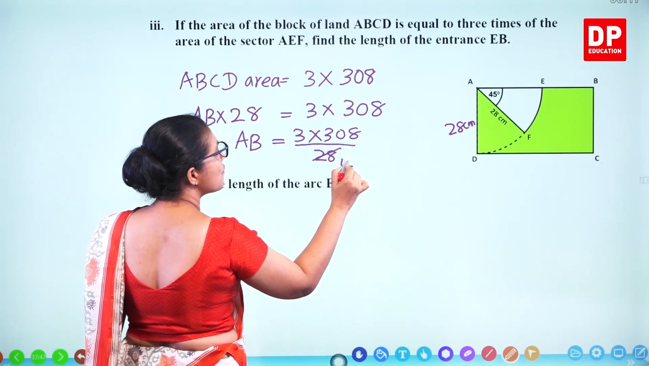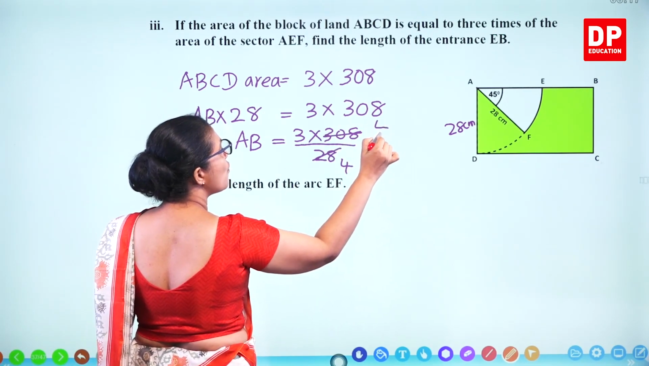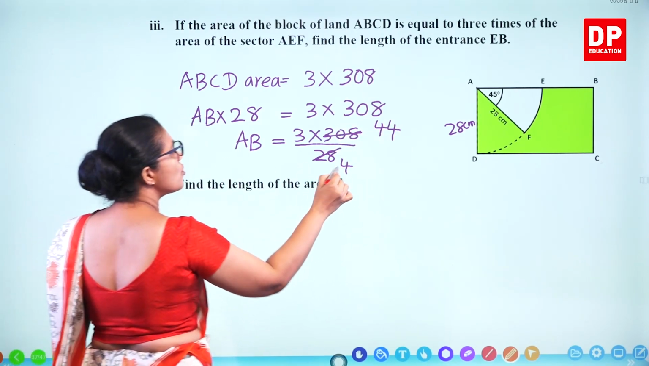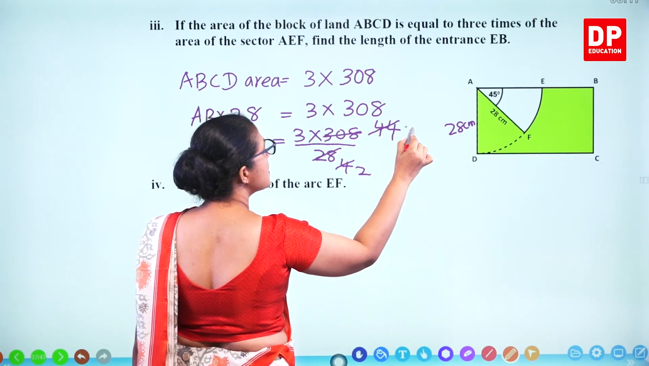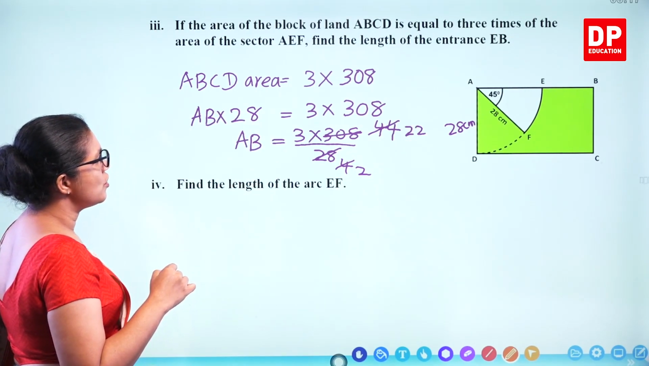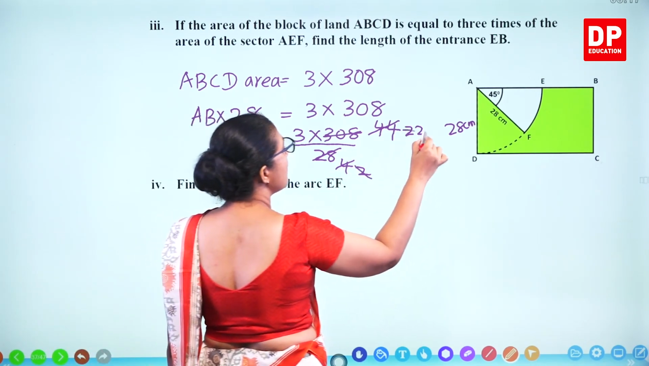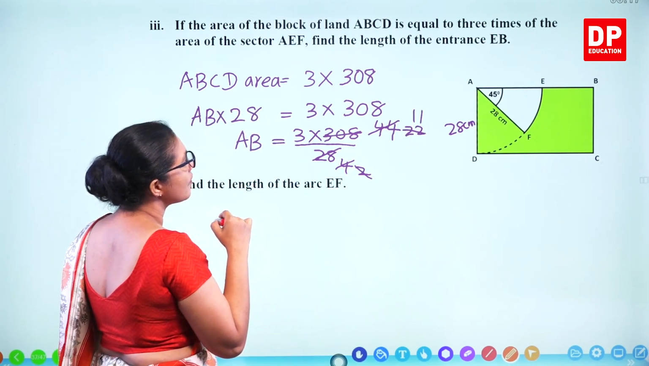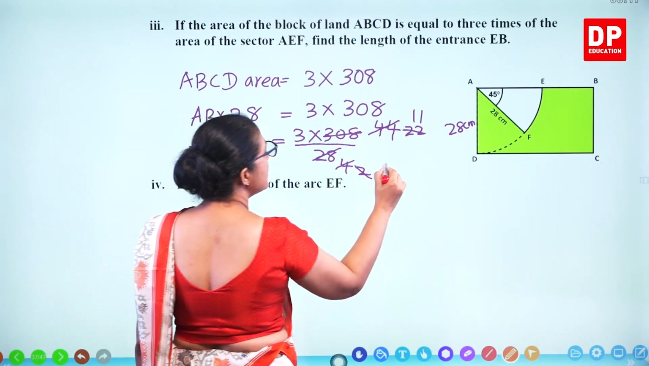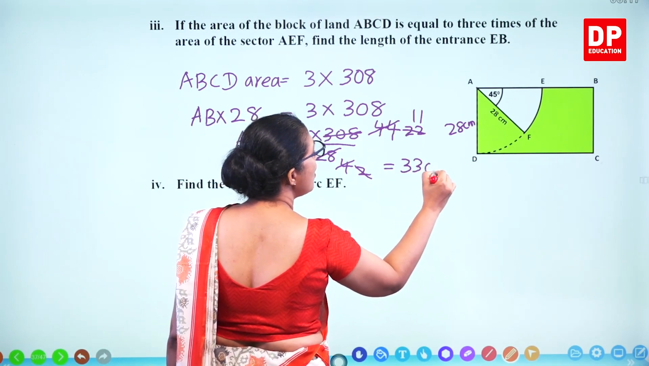Seven times 4, 28, and again 4. 2 times 2, 22, and again 11. So you get 11 times 3, 33 centimeters for AB.